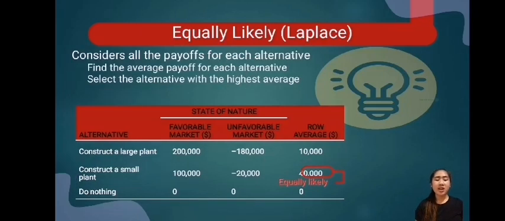For the next criterion, all possible payoffs for each decision are considered. This criterion is called the Laplace or the equally likely. In this criterion, it uses the average outcome. It involves finding the average payoff for each alternative and selecting the alternative with the highest or best average. Laplace treats the states of nature as equally likely. As you can see in the figure, the equally likely choice for Thompson is the second alternative, which is construct a small plant.